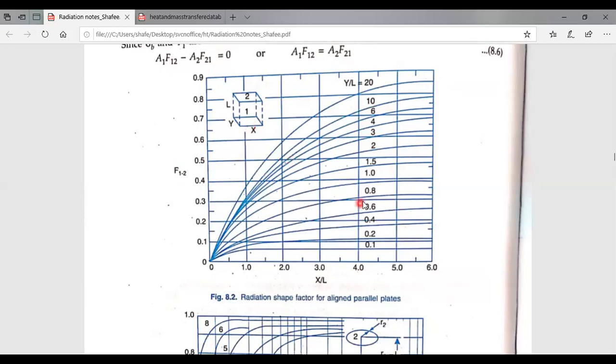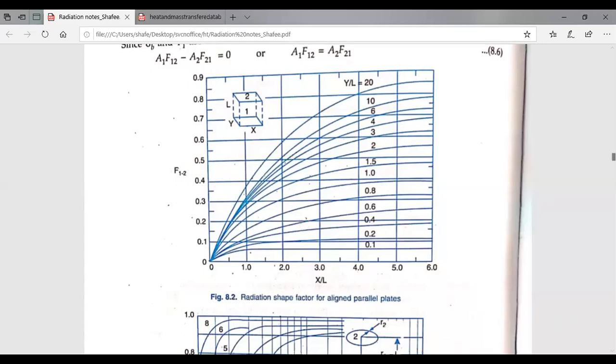This particular chart gives you the heat transfer between two black surfaces. The two surfaces are two rectangles: one is one rectangle, two is another rectangle. How to find the radiation heat transfer Q12 or Q21? I can find the shape factor first based on the dimensions. X is there, Y is there, L is there. I find X by L and Y by L, and from this graph I can straight away find the shape factor F12.